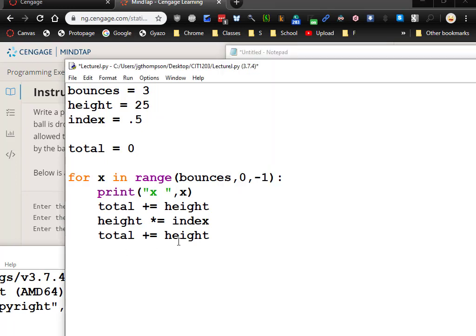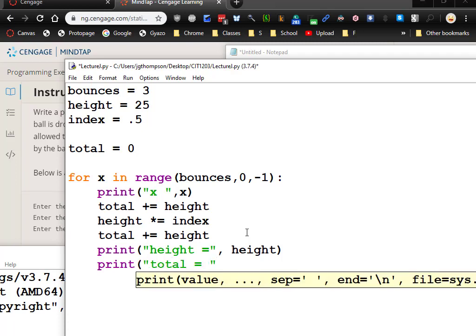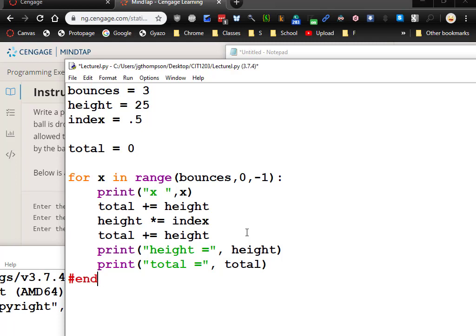Yeah, I'm liking it. I'm thinking this might do the trick. Why don't we put a print statement in here, inside the loop, so that we can watch the values change. Print, quote, height equals, end quote, comma, height. And then print, parentheses, quote, total equals, end quote, total. And I'm just going to add a little comment here, completely unnecessary, end for.